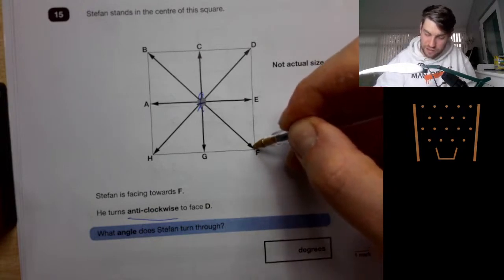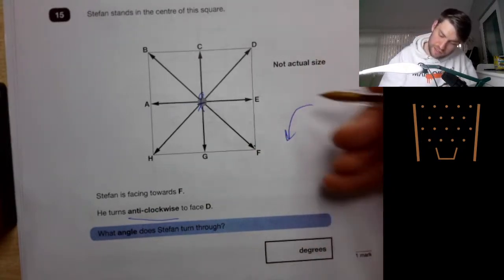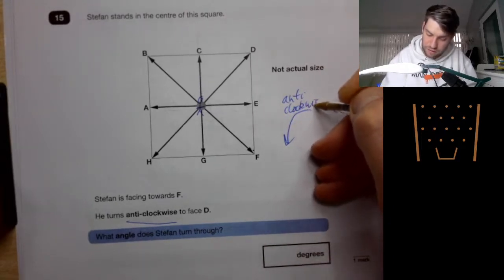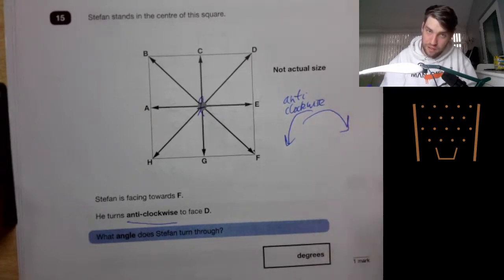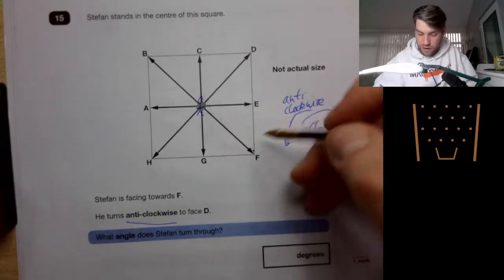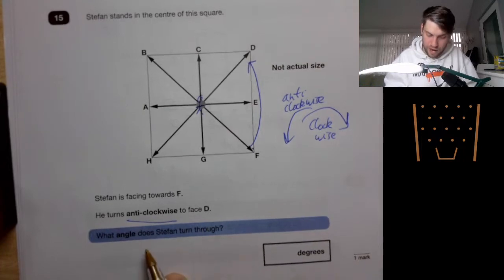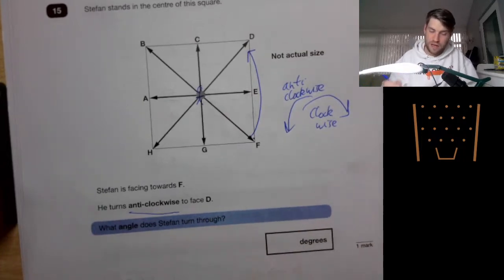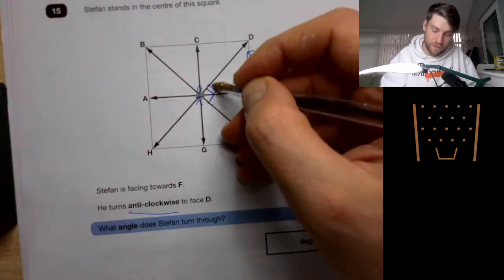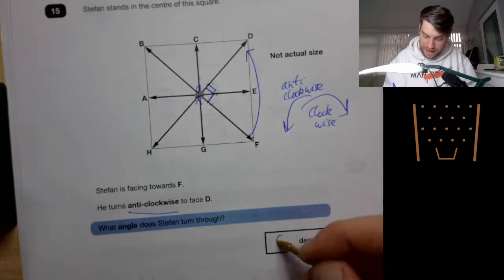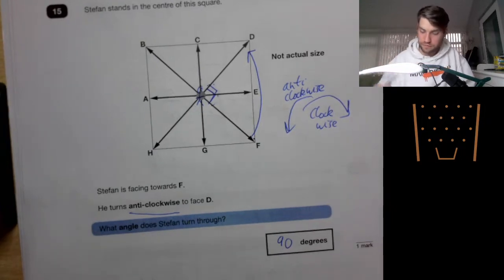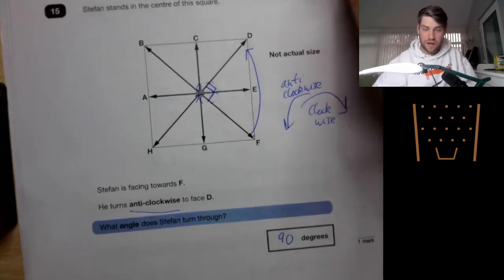So he's here. He then turns anti-clockwise. So that is anti-clockwise. Yeah, it's like going against the clock. And then that way is clockwise. Now it's going with the clock. So he's gone here, he's gone to there. What angle does Stefan turn through? So that is a 90-degree angle. Because each of those points, it's 45, 45, 45, and so on. We should know there's 360 degrees in a circle. That is 90 degrees. So next question.